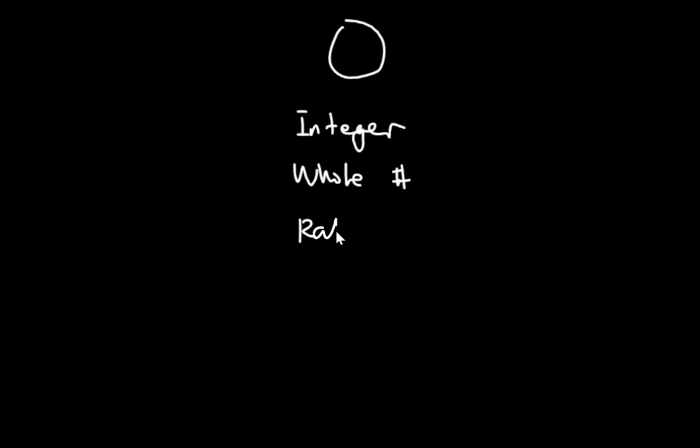Actually, we need to go over something real quick. 0. What is 0? 0 is an integer number. It is also a rational number. And it's also a terminating number. It's not a natural number. It's not irrational. And it's also not non-terminating.